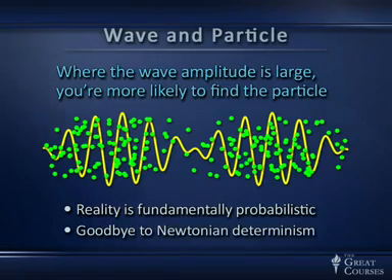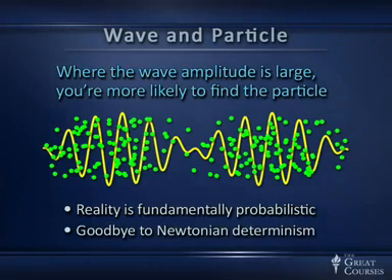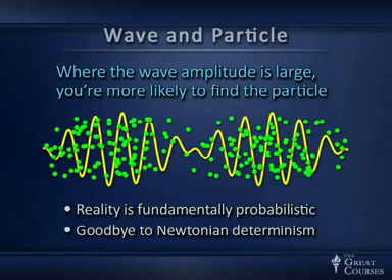Reality is fundamentally probabilistic, and we've got to wave goodbye now to Newtonian determinism. Quantum mechanics, quantum physics, because of this dual wave-particle nature of both matter and light, becomes fundamentally probabilistic and, in some sense, indeterminate.